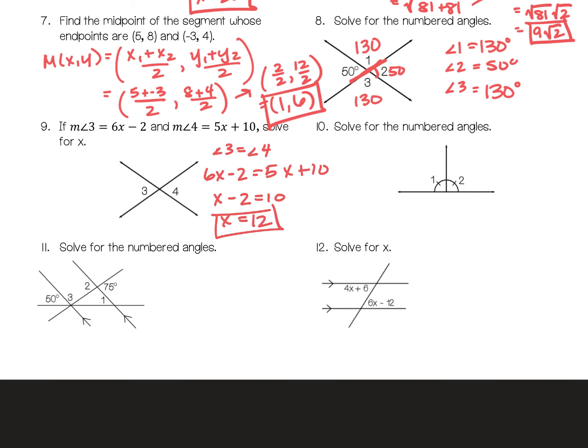On number 10, angles 1 and 2 form a linear pair, and then they also have the markings showing you that they're the same. So a linear pair is 180 degrees. I'm dividing that by 2 since they're the same, and we would get that angle 1 and angle 2 are both 90 degrees.